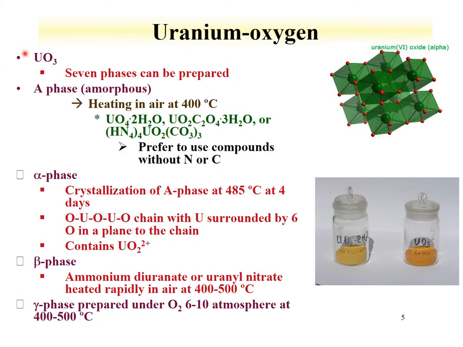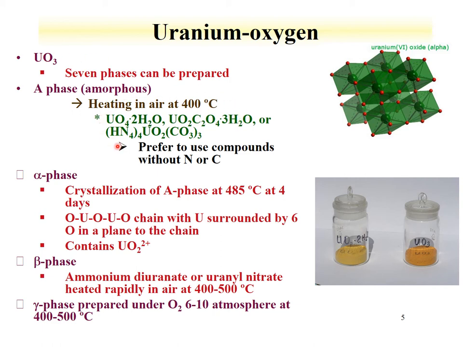UO3, so uranium-6, can be prepared. There are seven phases that can be prepared. They're not only listed with the Greek alpha, beta, gamma, but there's also an amorphous phase. If you heat in air at 400 degrees, so lower temperature, remember U3O8 can be made at 800 degrees, UO3 forms at this lower temperature. So if we take a uranium compound, we can produce UO3 at 400 degrees. If we heat it at 800 degrees, we would turn this into U3O8.